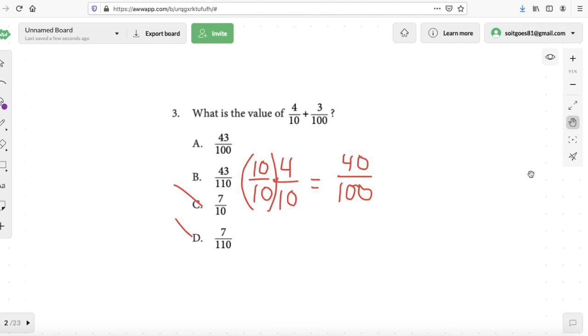Okay, but now that we have a common denominator in 100, we can add these fractions together. So it's 40 over 100 plus 3 over 100, and when you're adding fractions, you just add the numerators. That's all you do. You leave the denominator. Please understand that. It's very important. You've got to have a common denominator. Once you have a common denominator, you're not adding those together. You're just adding the numerators, the numbers on top. So what does that give us, Juliana? 43 over 100. Absolutely. Which is answer choice A.